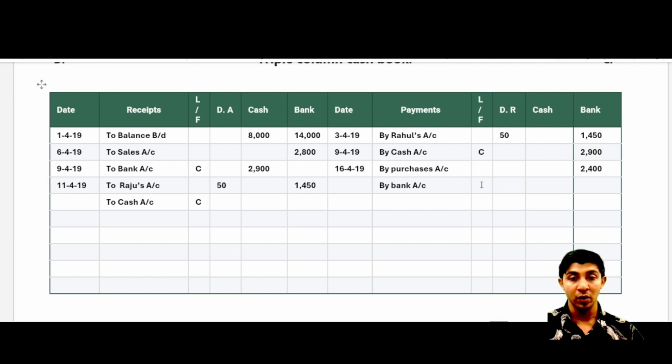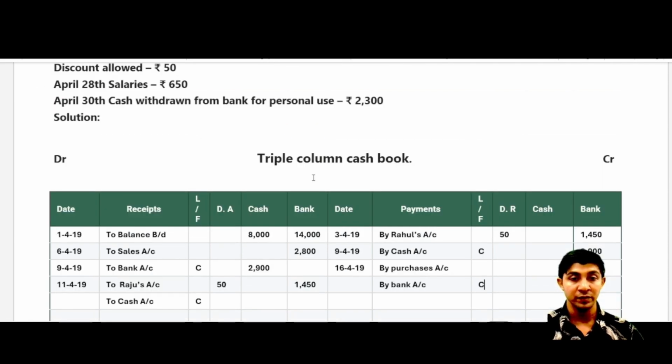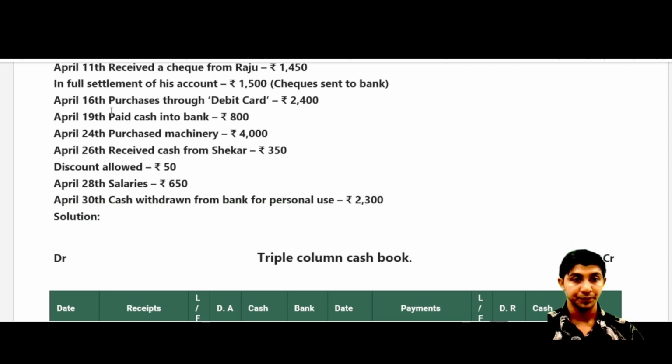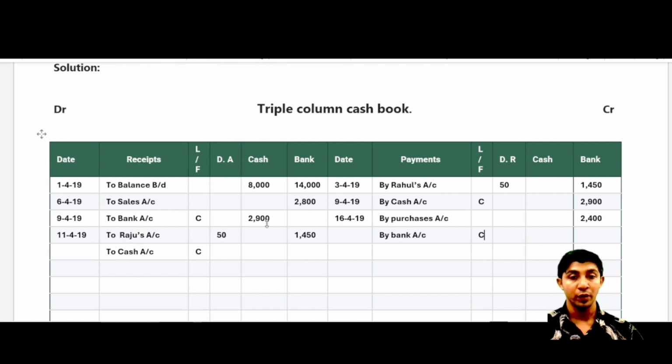And in the LF column we need to write C. Done. Now let us see the date and amount of this transaction. The date is 19th and the amount is 800. So what we have to do? In the date column we will write 19th of April 2019. Here also 19th of April 2019.